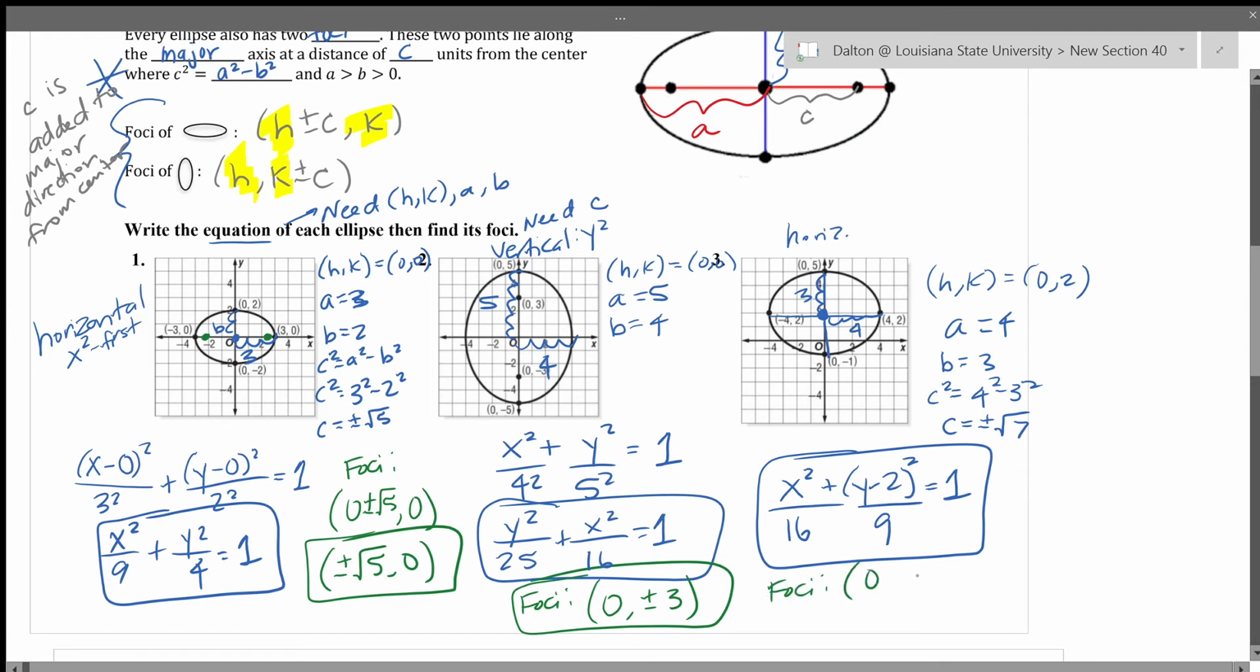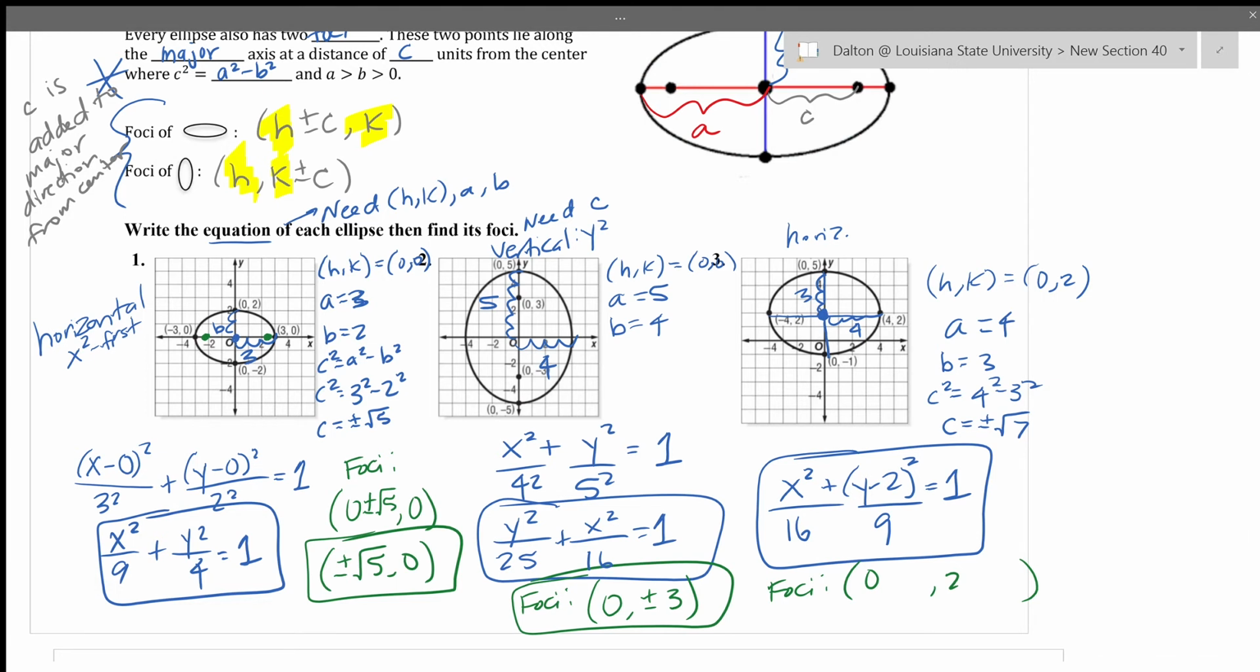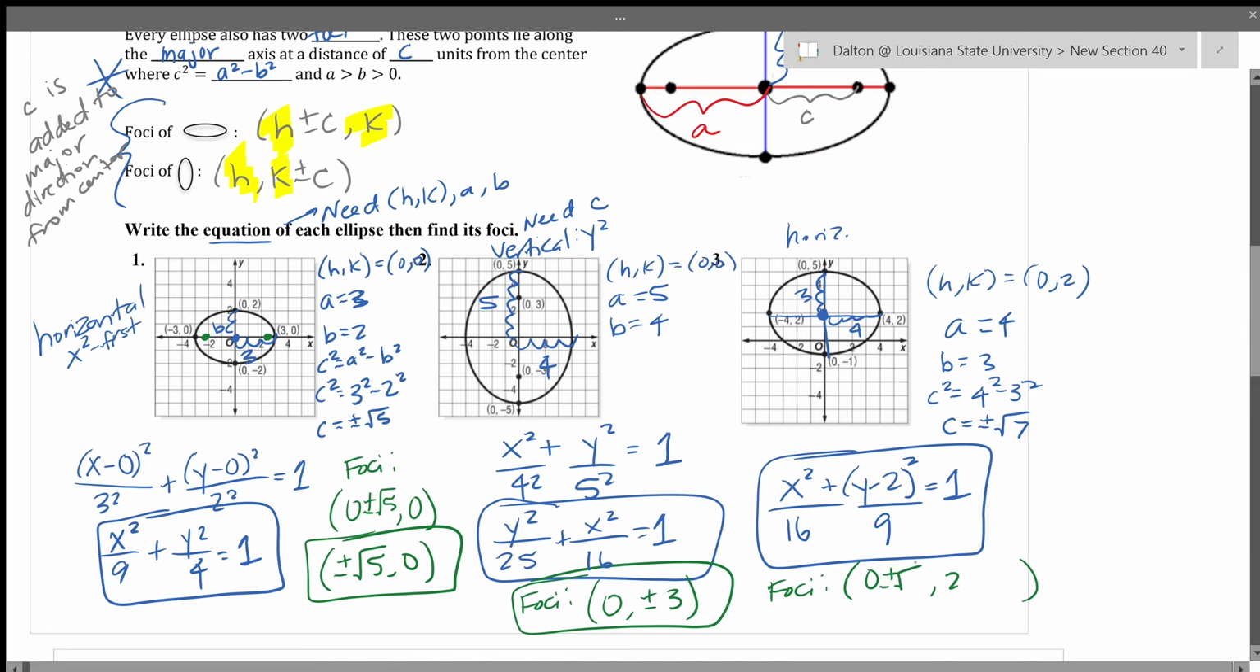Center point is (0, 2). Is our major axis the x or the y? Yeah, it is the x, that's how we know that we're going to be adding our foci to the x direction. So it'll be 0 plus or minus the square root of 7, comma 2, which can be simplified to just be (±√7, 2) as those foci coordinates.